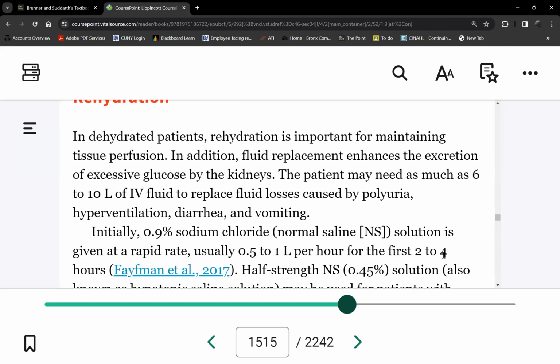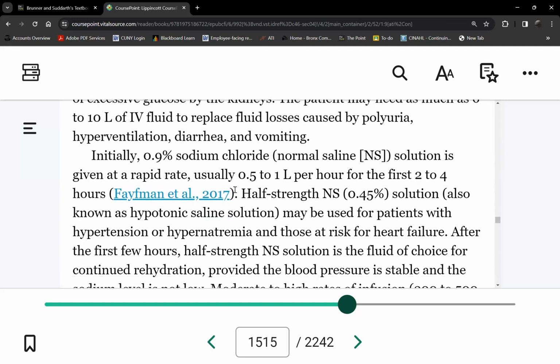Doctor will usually give an order for 1 liter over an hour, or maybe 2 liters in an hour, depending again on how low your blood pressure is. Here's the rate: 0.5 to 1 liter for the first 2 to 4 hours. We discussed this in week 1. Now the blood pressure is at least over 90 systolic. So what fluid do we give next? The cells are very dehydrated. Hypotonic now. Half strength normal saline will be hung next once the blood pressure is stable.